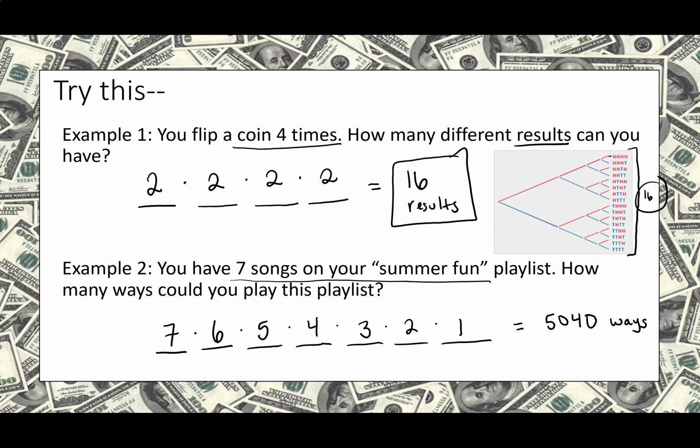Now, if you want, you can actually do 7 factorial. 7 factorial is the same thing as saying 7 times 6 times 5 times 4 times 3 times 2 times 1. And if you're not sure how to do that on your calculator, you basically just press math, and then you scroll over to probability, and then you press the factorial button, which I think is the 4th one down. And I also have a video for how to do that as well.